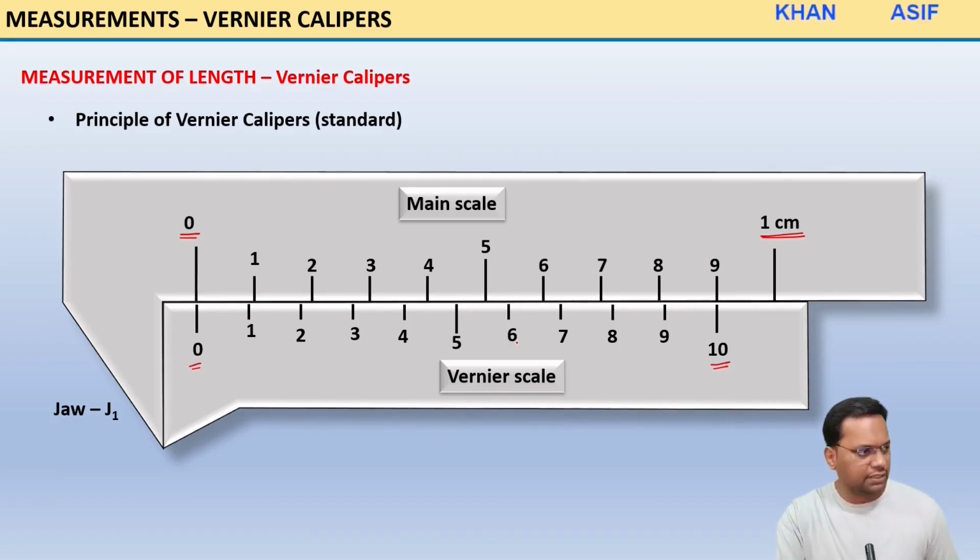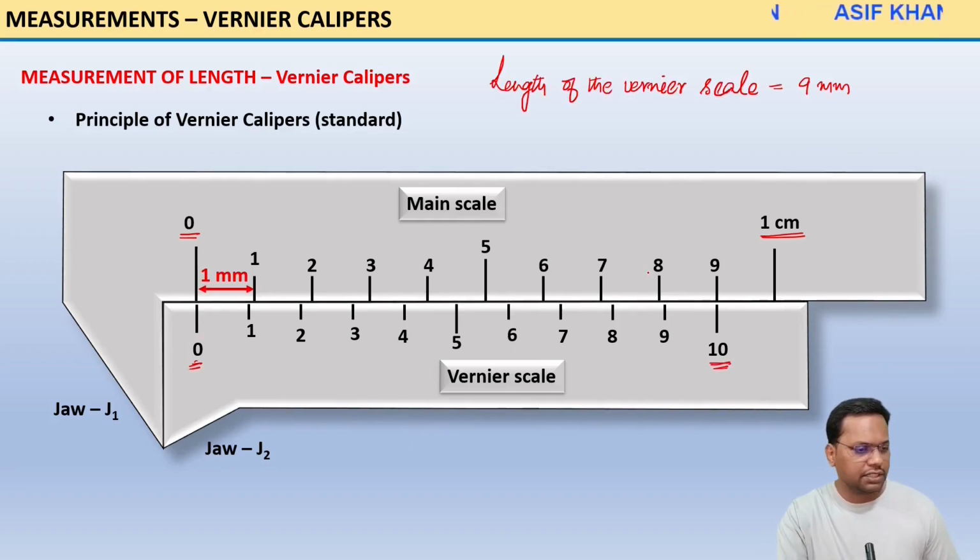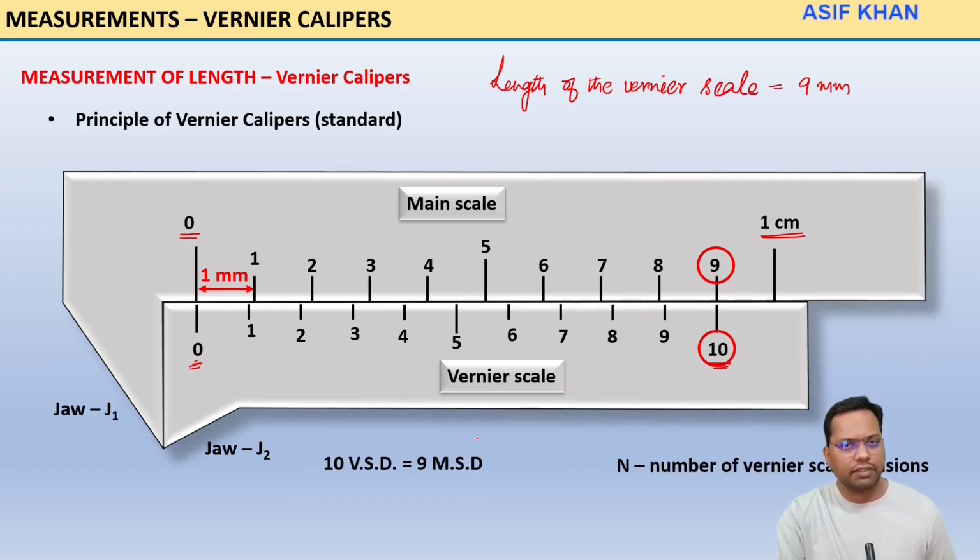Now, each division on the main scale is equal to 1 millimeter. The first division is coinciding and the last division is coinciding exactly. You can see here, the 10th division is exactly coinciding with the 9th division. So here 10 Vernier scale divisions are exactly coinciding with 9 main scale divisions. Therefore, these 9 main scale divisions can be written as 10 minus 1 main scale divisions.